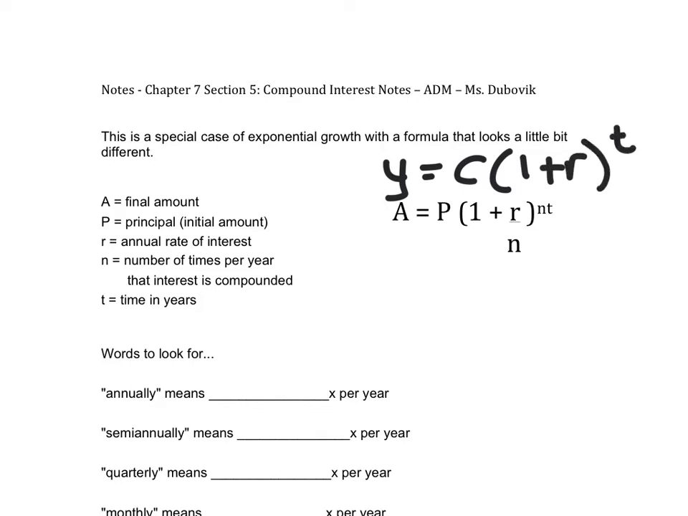First, I just changed y into A. All right, so that's just your final amount. P is now your new C, so it's your initial amount. R is still the same, the rate of change. T is time, but now we've added this N. And what happens is that we have to divide out the percent or the rate that you're going to use throughout each month, or however many times you're going to actually be applying that to that amount.